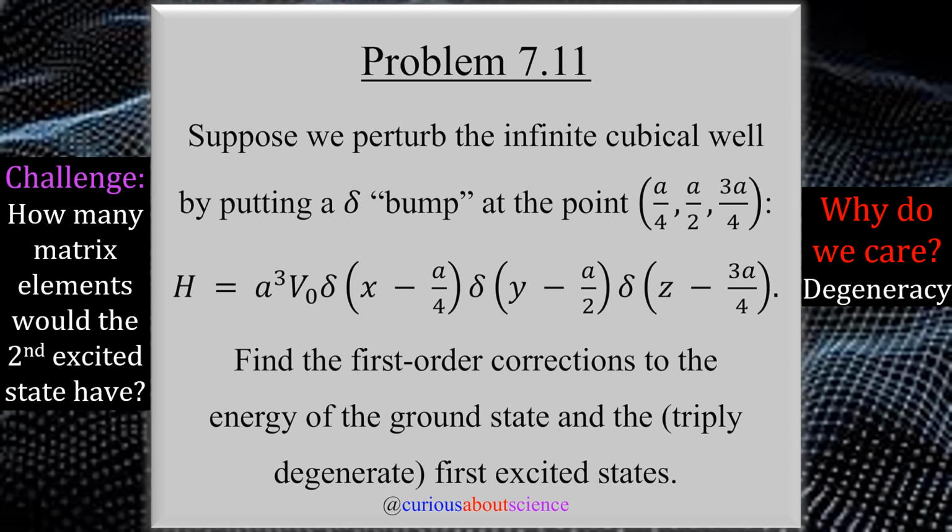So how many matrix elements would the second excited state have? Now, keep this in mind as we get through this question: why more degenerate states lead to messier and messier calculations, and then we'll start to see why computer programming starts to save the day when it comes to this ridiculous amount of calculations.